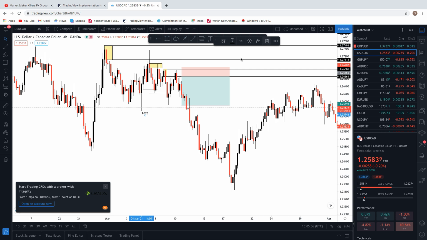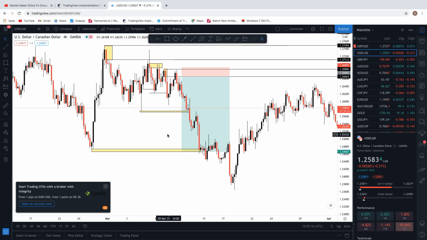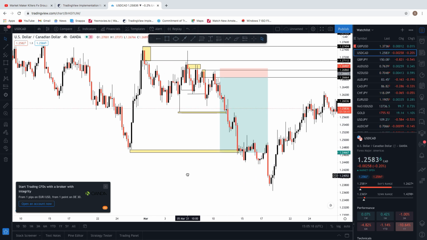Sorry about that. This would be my first target right here. Not a bad target. And my second target would be this area right here. And as you can see, this trade played out very well because we followed the rules, right?